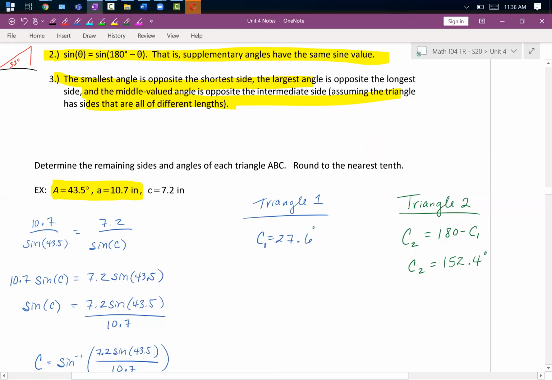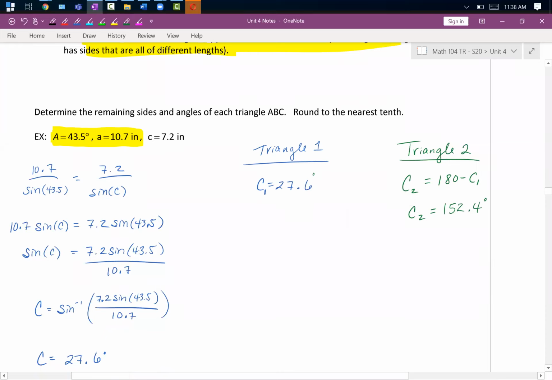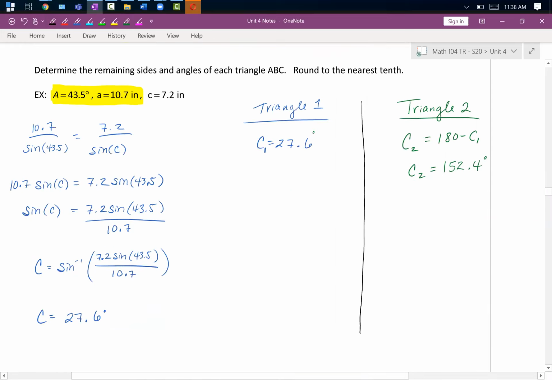All right, so right now everything's looking good. I'm getting angles that are just like normal numbers, nothing weird's happening. So I'm going to keep running with there being two triangles. All right, what else do I have left to find? I have to find angle B and side B. Well, I always like to do the easy stuff first. So let's find angle B next.